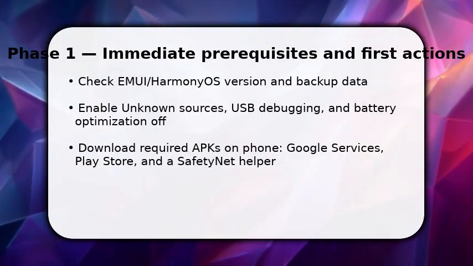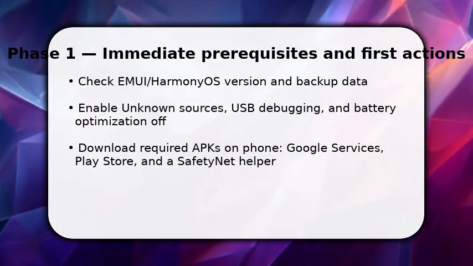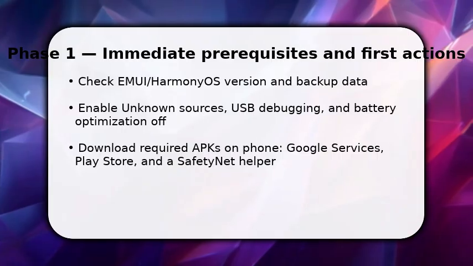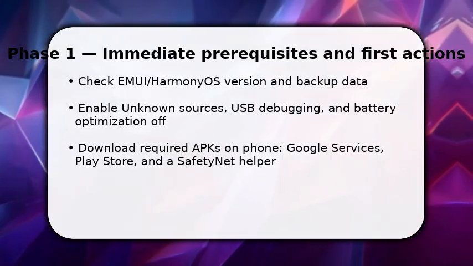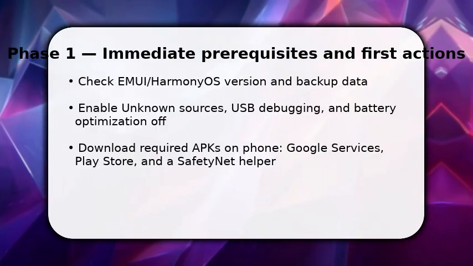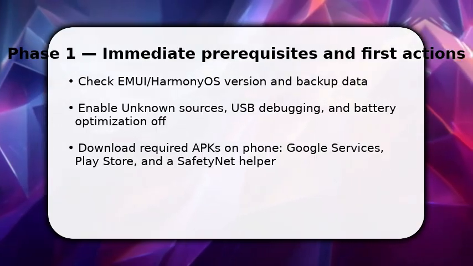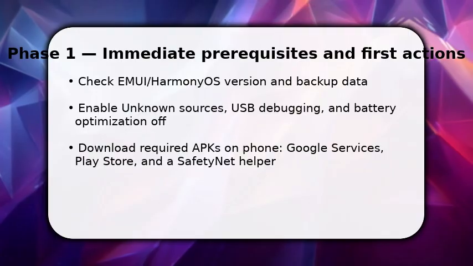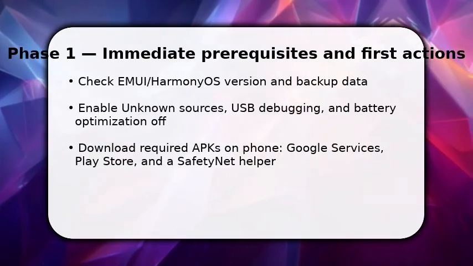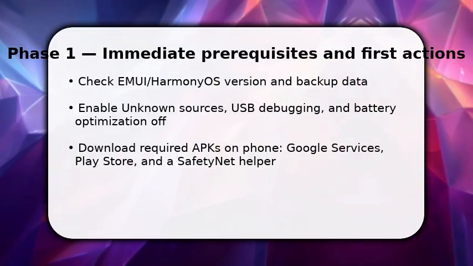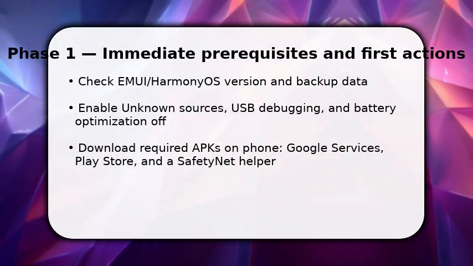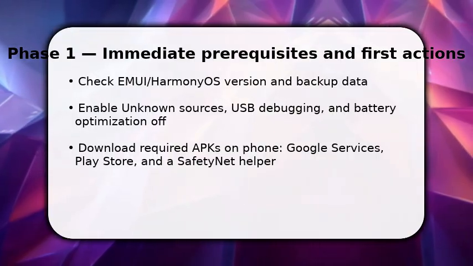You start by confirming your Huawei device software and making a backup. This prevents data loss. Once done, enable unknown sources and USB debugging so the phone accepts necessary APKs. Then, download the correct Google services, Play Store, and a Safety Net Helper app to internal storage. Choose builds compatible with your Android framework. This immediate sequence avoids partial installs and permission errors.